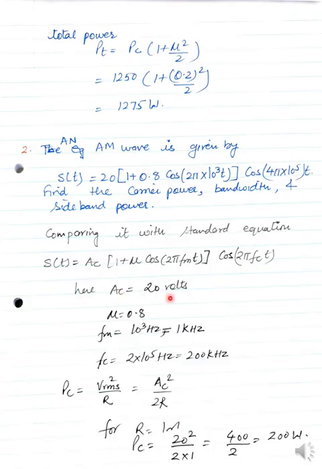So here Ac equals 20 volts, mu equals 0.8, fm equals 10 raised to the power 3 hertz, equal to 1 kilohertz, and fc equals 2 into 10 raised to the power 5 hertz, equal to 200 kilohertz. Then your PC equals V square RMS divided by R, or you can say it's Ac square divided by 2R. As I told you, if resistance is not given, use it equal to 1 ohm. So it will be 20 square divided by 2, which is 200 watts.